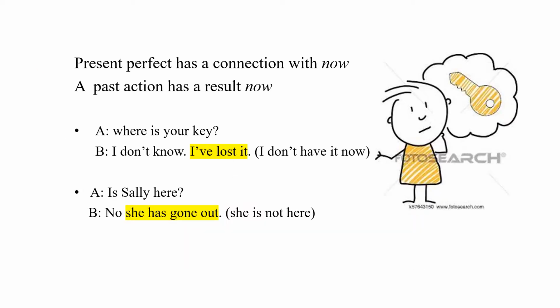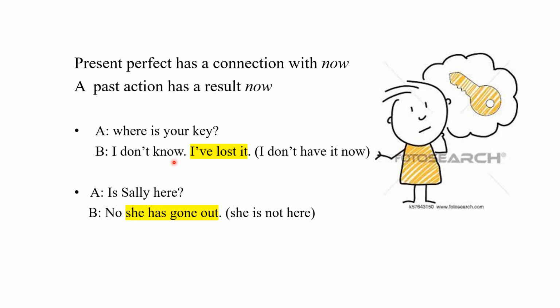A present perfect tense is connected with now in the sense that it is usually the result of an action that started in the past. For example, if A asks, "Where's my key?" and B replies, "I don't know, I've lost it," it means that the person replying has lost the keys, which is a result in the present of an action that started in the past, which is loss of keys.